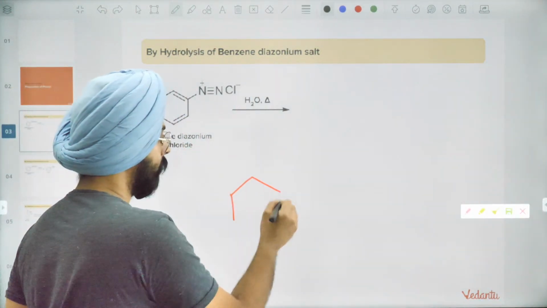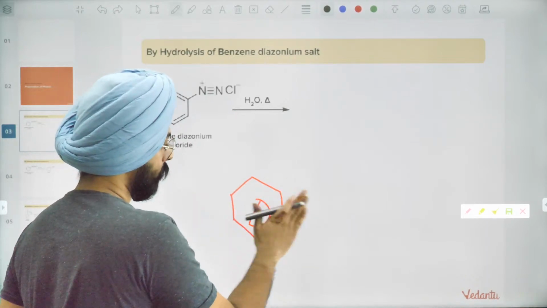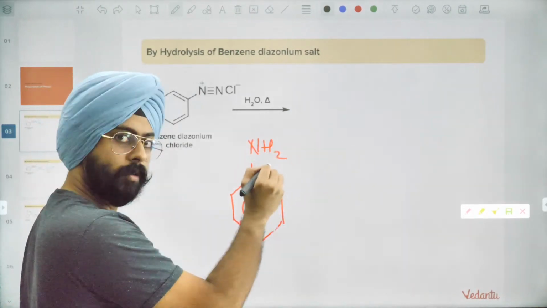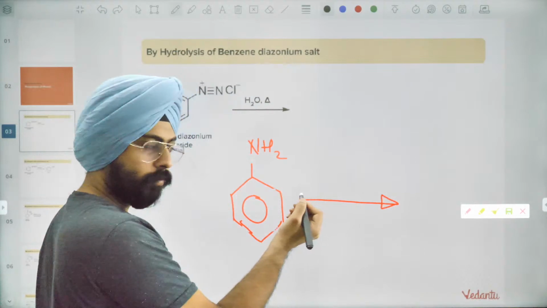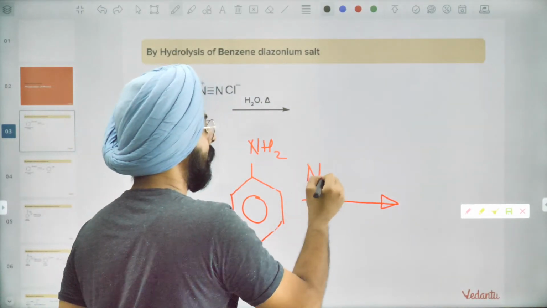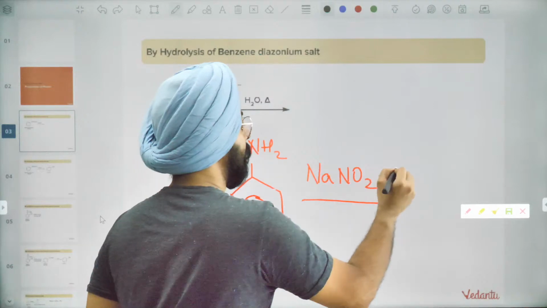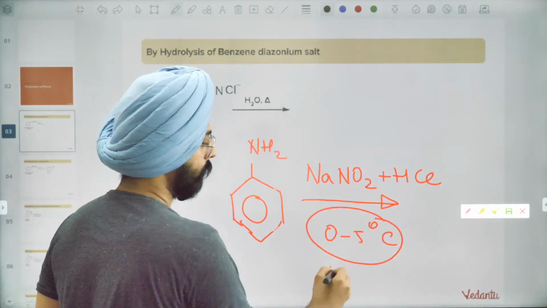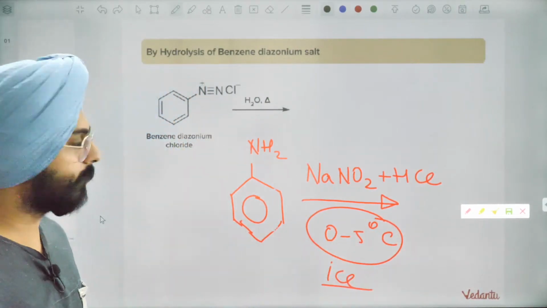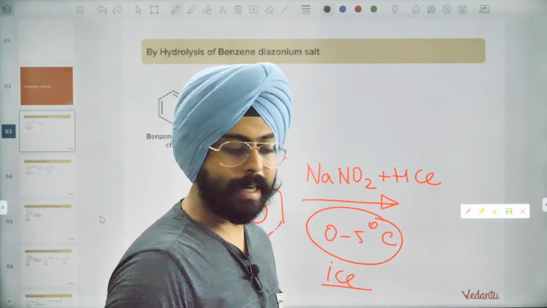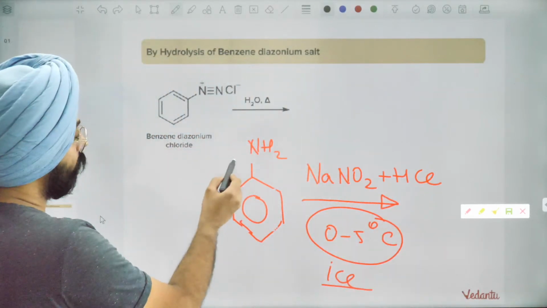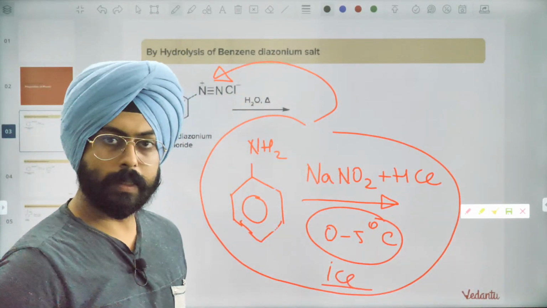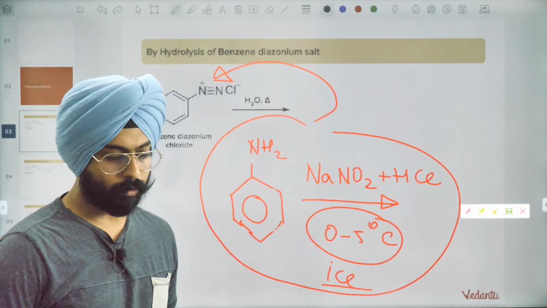You essentially have aniline, okay? You can start simply with an aniline, right? And you react it with NaNO2 and HCl at 0 to 5 degrees Celsius in an ice bath. Okay, it's done in an ice bath, this reaction, and you are taking NaNO2 plus HCl as your reagent. So this converts this entire species into the diazonium salt. Okay, that works, cool.